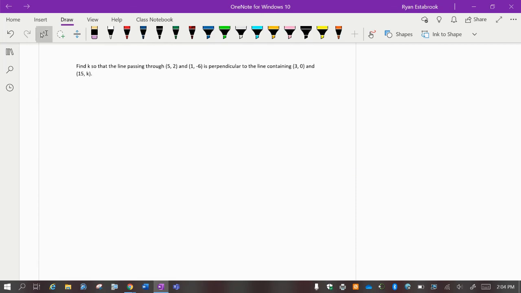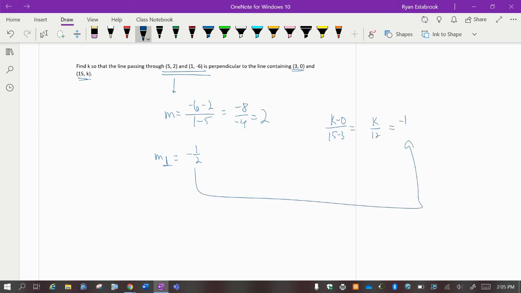Last thing, find k so that the line passing through these 2 points is perpendicular to the line containing those 2 points. Well, as soon as I heard perpendicular, I thought slope. The slope between those 2 points, -6 minus 2 over 1 minus 5, that would be -8 over -4, or 2. And if it's perpendicular to this one, it means the perpendicular slope we're looking at is -1/2. So let's go ahead and calculate the slope between those 2 points. So the actual calculated slope, k minus 0 over 15 minus 3, simplifies a little bit to k over 12, and that's supposed to be equal to this negative 1/2.